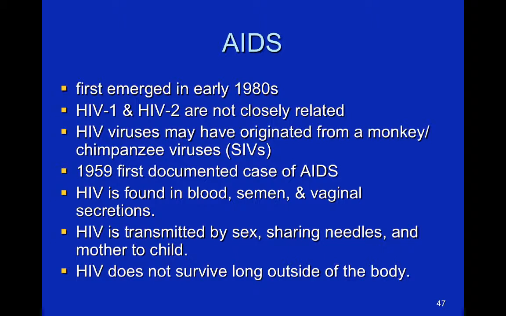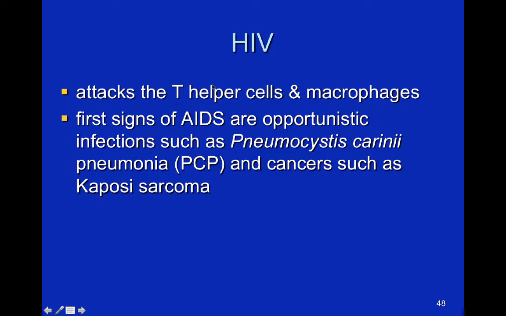1959 was actually the first documented case of it, and it's found in blood in the highest titer, semen, and vaginal secretions. So high risk activities here would be sex, sharing needles, and mother to child. And it does not survive long outside of the body. The specific target cells here are the CD4 T helper cells and macrophages. And the first signs of AIDS are opportunistic infections such as pneumocystis, which is caused by a fungus that would not cause disease in a healthy individual, and also HHV8.